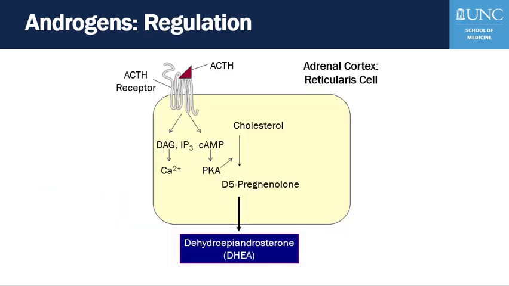And androgens from the adrenal gland are also regulated to some extent by ACTH from the pituitary. And there are ACTH receptors located on the membrane of the reticularis cells. And ACTH binding its receptors can promote the conversion of cholesterol to androgens like DHEA. However, the main negative feedback effect on ACTH still occurs from cortisol.